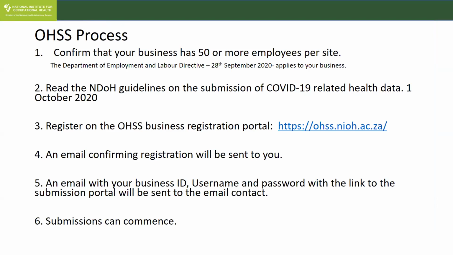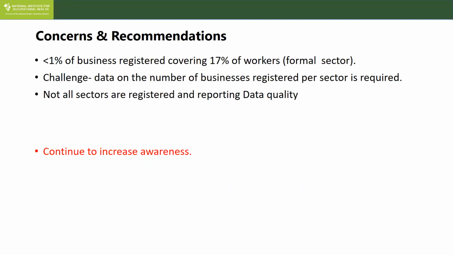So the process to be followed, and I think it will be discussed again, is that you have to just assess whether you have 50 or more employees per site, and then it's advisable to read the updated guidelines that can be found on our website, and this will inform you on the processes and describe everything I've described so far. You register your business, you will receive a confirmation email immediately upon registration, and within the day or the next day, you should receive an email with your business ID, username, and password. And then once you get this, you can start your submission process.